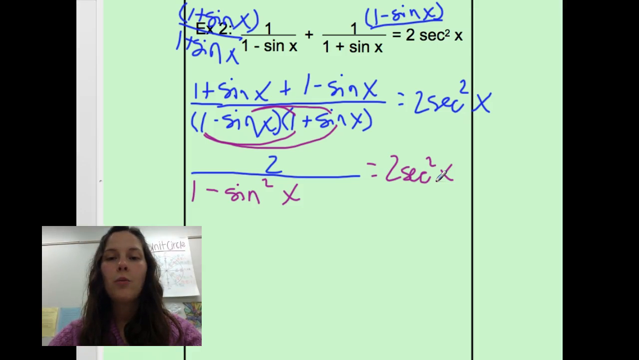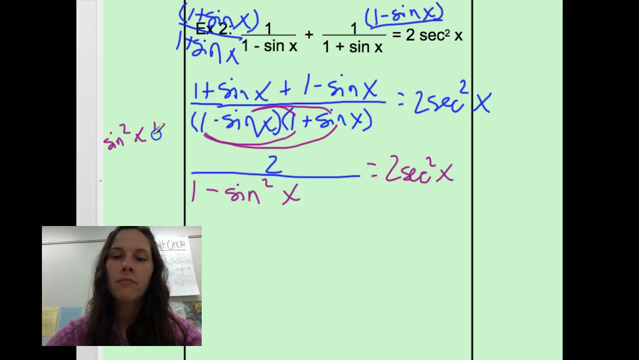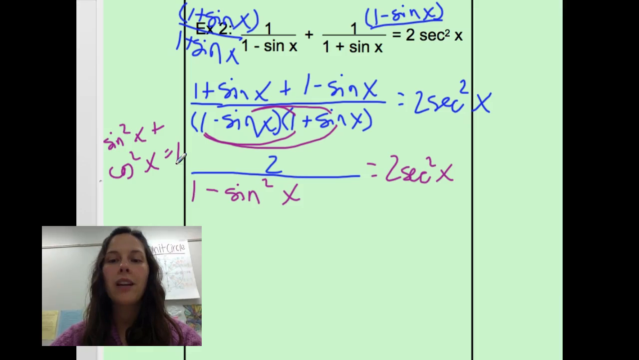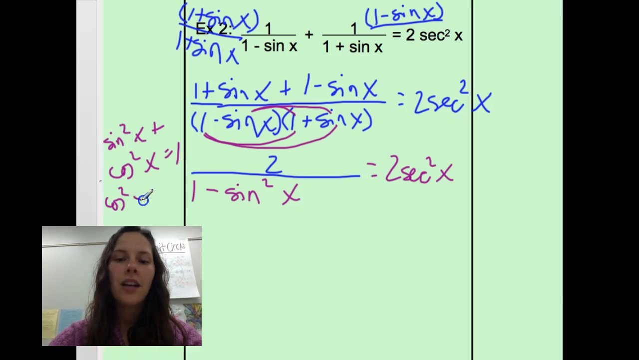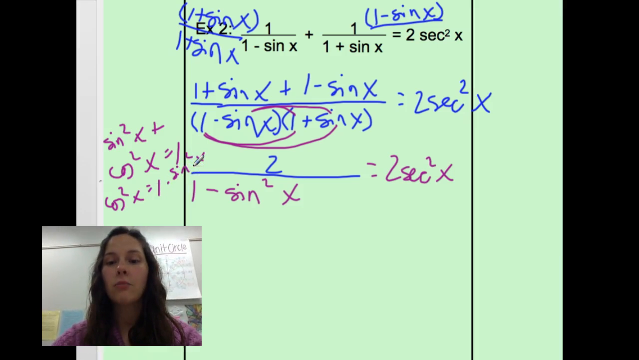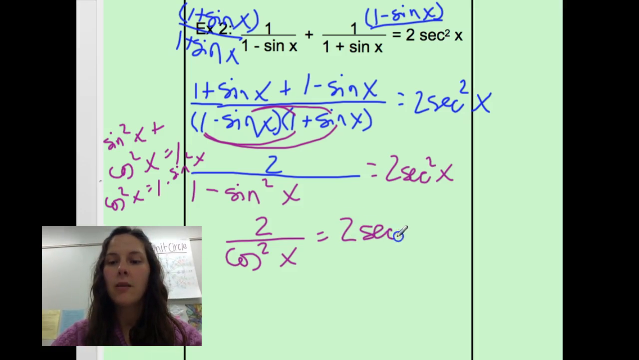So in the denominator, what we have is a Pythagorean identity. Remember, I'm going to go off to the side over here. Sine squared plus cosine squared equals 1. So if we want to rewrite this so it's 1 minus sine squared, that would equal, subtracting sine squared from both sides, we would have cosine squared. So I'm going to rewrite my denominator as cosine squared using that Pythagorean identity. And hopefully you can see what our last step is going to be now. Cosine is the reciprocal of secant, so we get 2 times secant squared of x, which is exactly what we should.